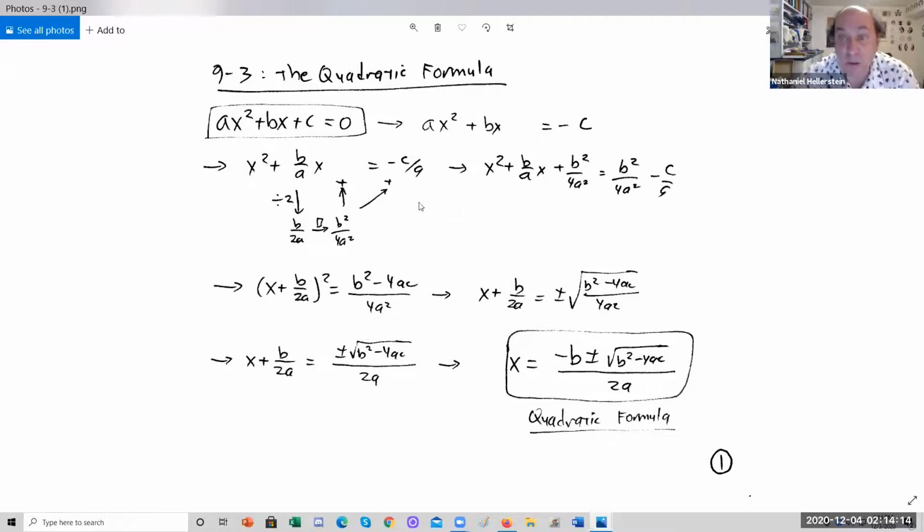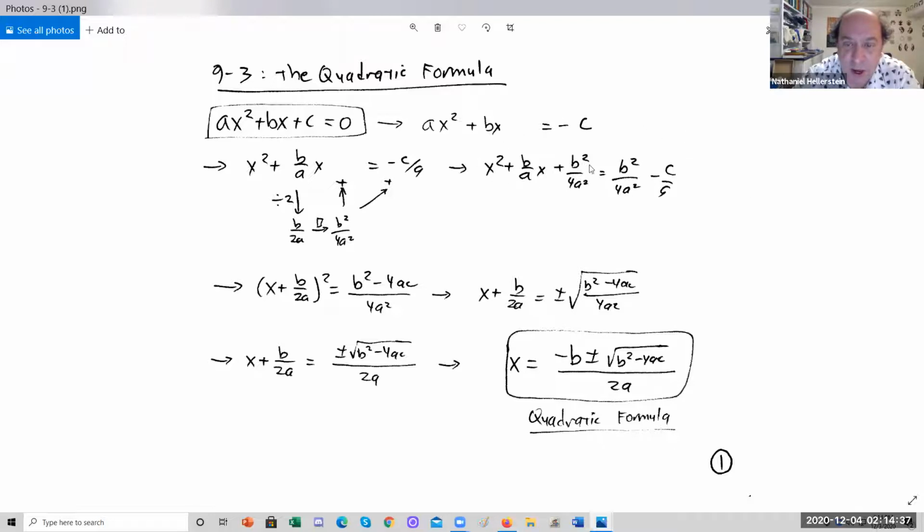Now we'll proceed to complete the square. Take half the middle coefficient. That'll be b over 2a. Square that. That's b squared over 4a squared. Add that to both sides. Then on the left, you have x squared plus b over a x plus b squared over 4a squared, which is a completed square, equals, and on the right, you get b squared over 4a squared minus c over a.